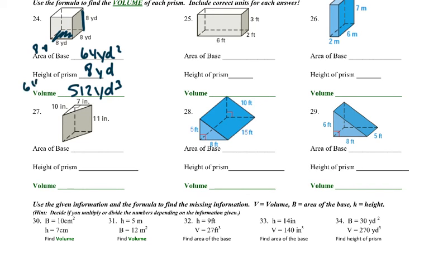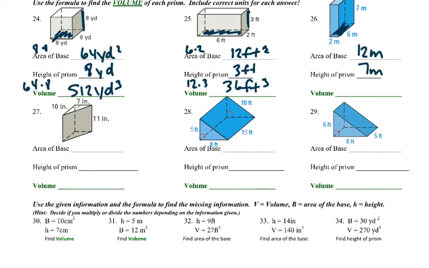Remember that cubic units always go with volume. So the volume has less steps, right? Area of the base 6 times 2, or 12 feet squared. The height is 3 feet, so 12 times 3 is 36 feet cubed. Area of the base 6 times 2, or 12, height 7. 12 times 7, oops, that's squared. 12 times 7 is 84 meters cubed.